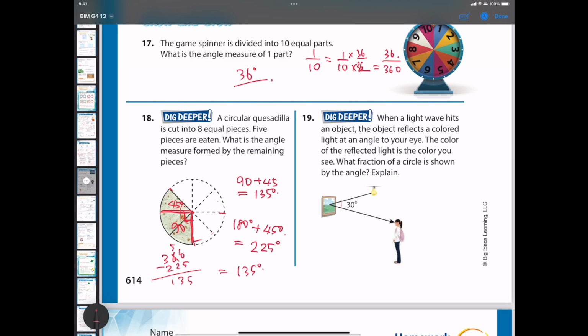Now, when a light wave hits an object, the object reflects a colored light at an angle to your eye. The color of the reflected light is the color you see. What fraction of a circle is shown by the angle? Explain. Alright, so this is what? 30 degrees over 360. Okay? The angle is 30 degrees. So an angle of 30 degrees turns through 30 over 360 of a circle. This is my explanation. You don't have to write anything else, right?